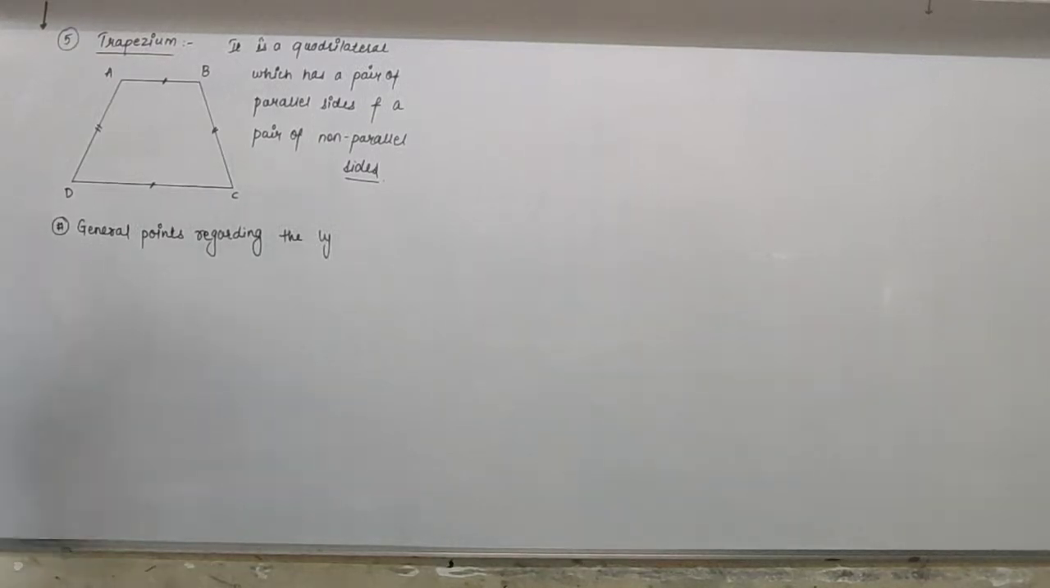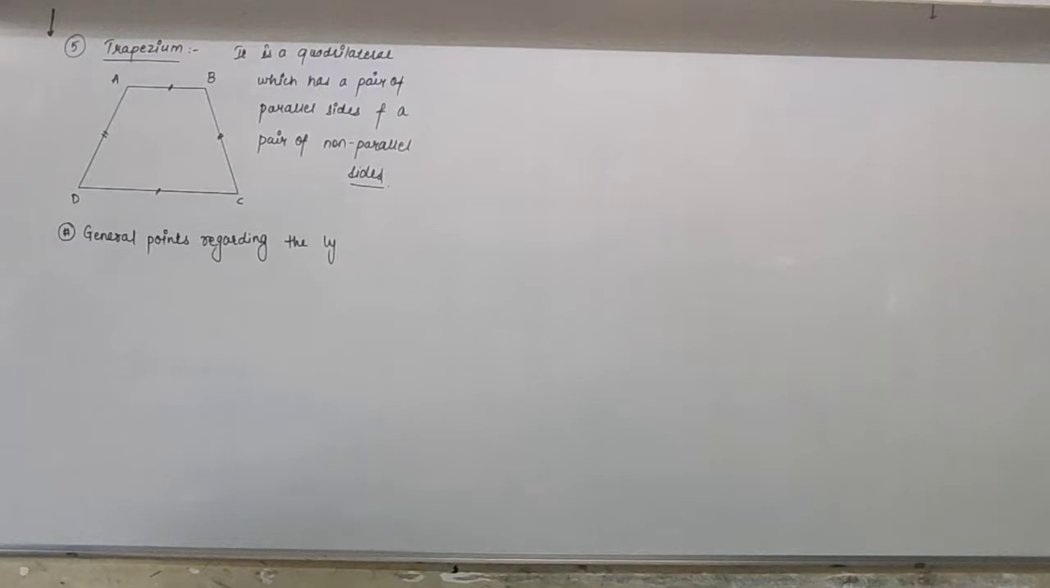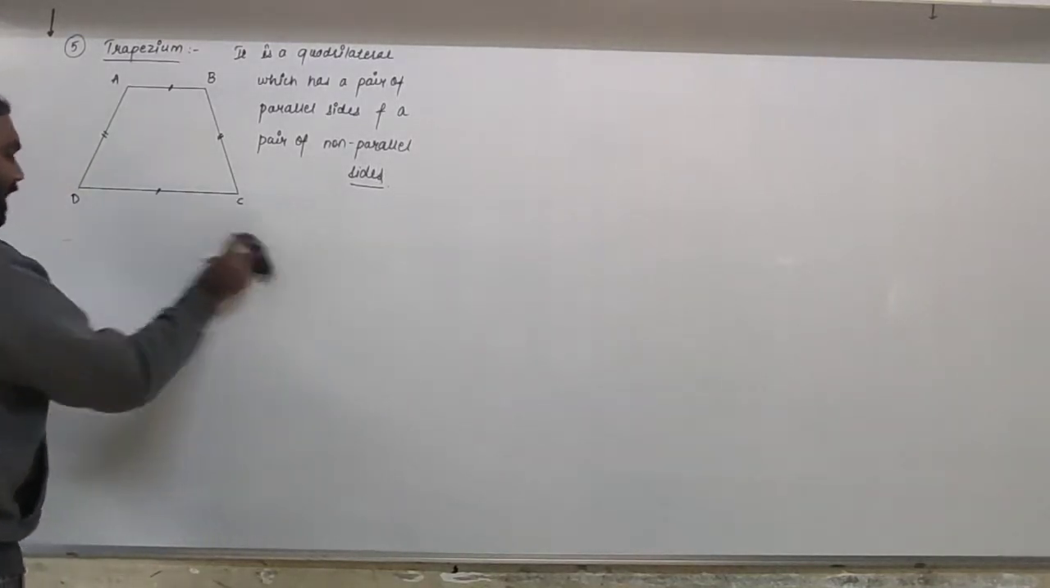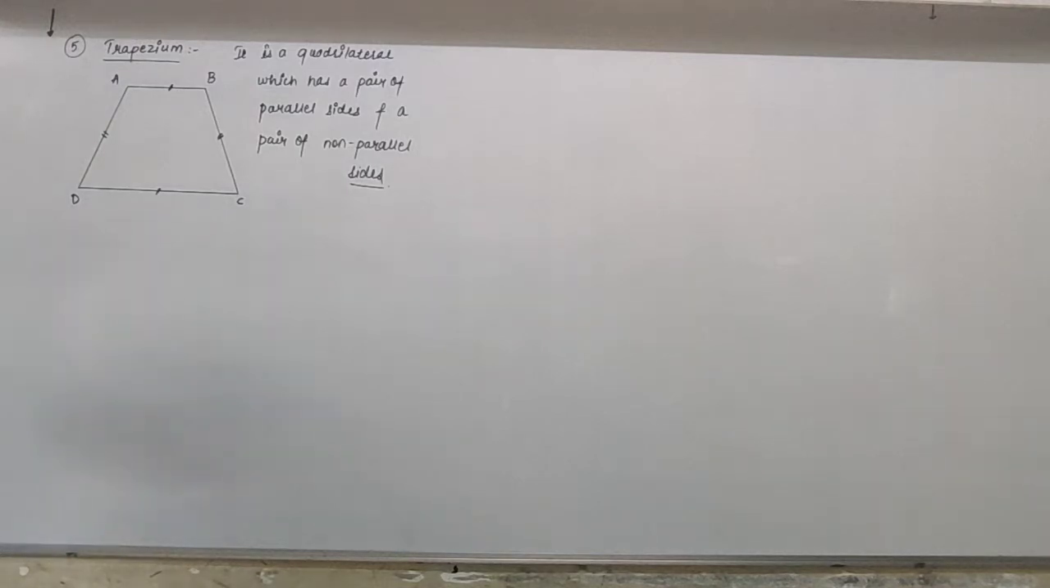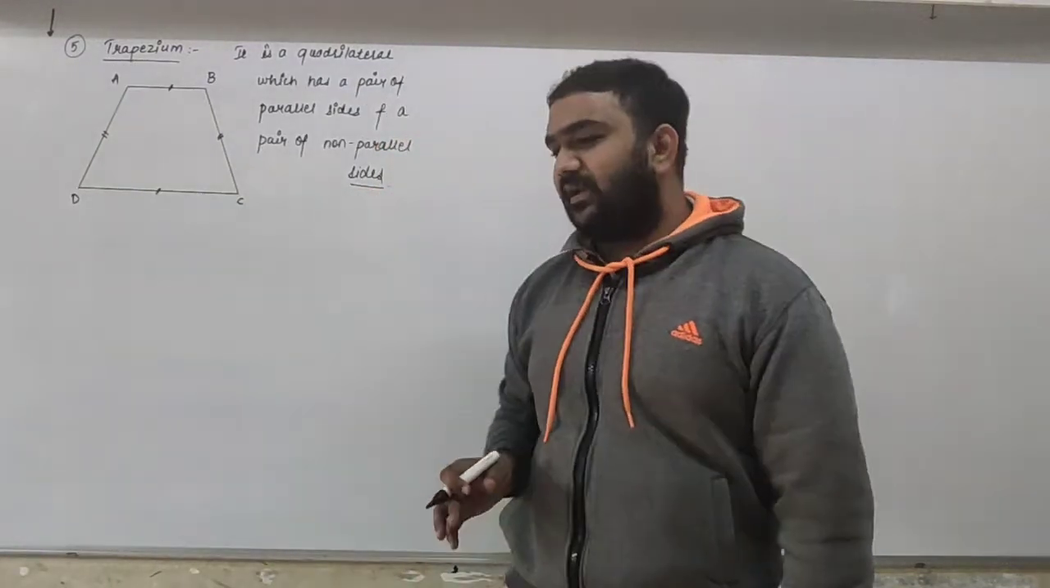Okay. So first of all, here we had discussed the trapezium. A trapezium is a quadrilateral which has a pair of parallel sides and a pair of non-parallel sides. Then here, after the fifth point, we have completed the types of quadrilaterals.